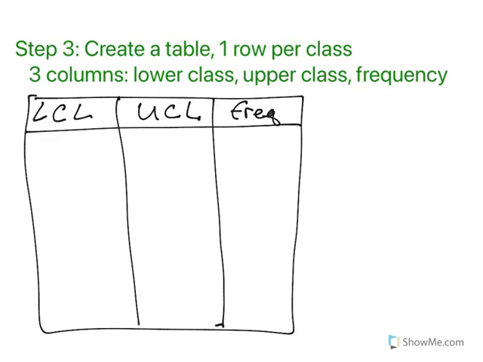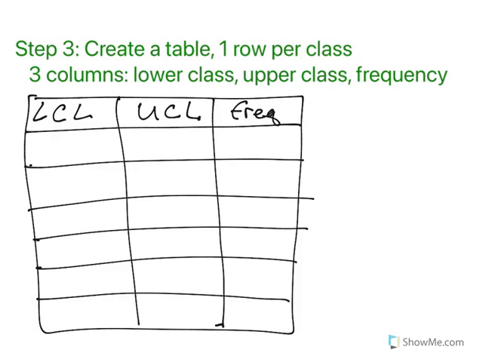Okay, now we know we're going to have 6 classes. So 1, 2, 3, 4, 5, 6. Right? So these are the 6 classes that we have. But you need 3 columns: lower class limit, upper class limit, and the frequency. These first 2 are going to show you the interval that you're dealing with.